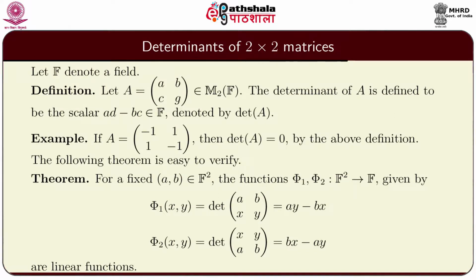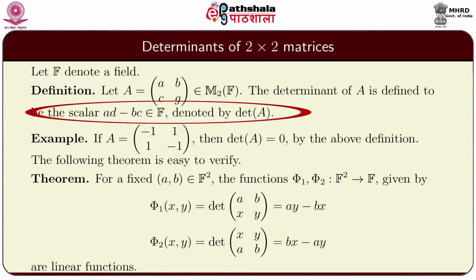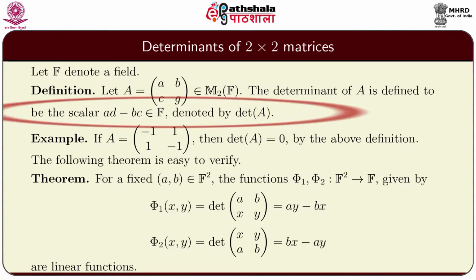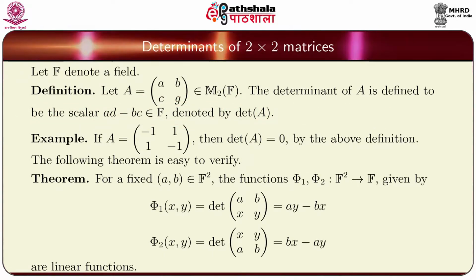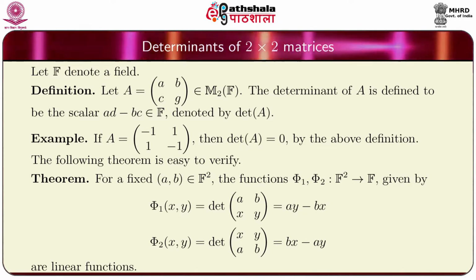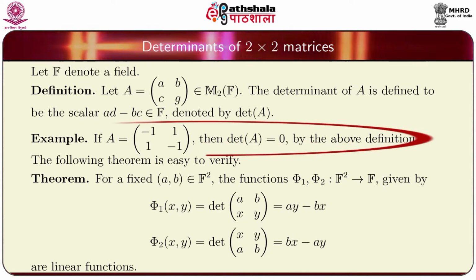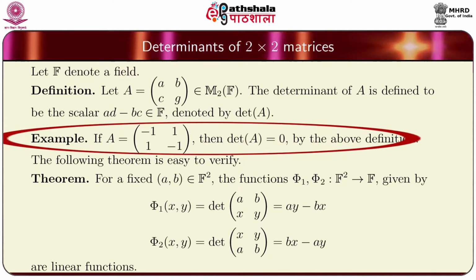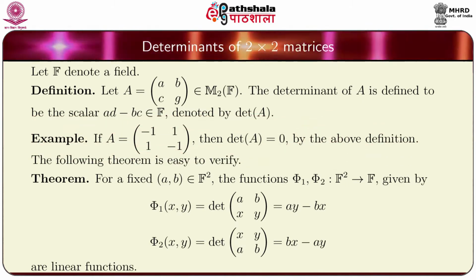Let F denote a field. Let A denote a 2 cross 2 matrix over the field F with entries A, B, C, D. The determinant of A is defined to be the scalar AD minus BC, and we denote it by det A. For example, if you look at the matrix A given by minus 1, 1 in the first row, 1, minus 1 in the second row, then by this definition the determinant of A is 0.